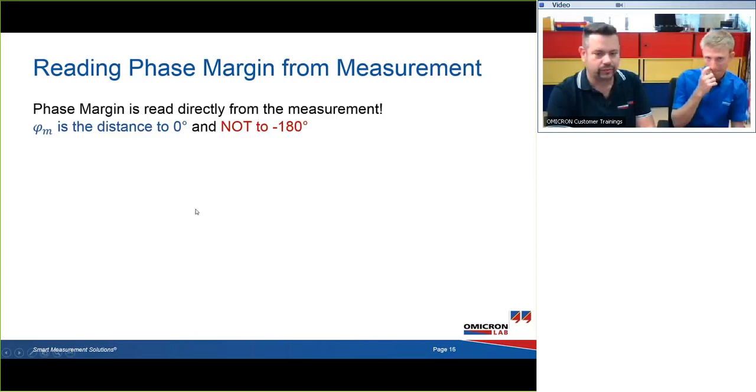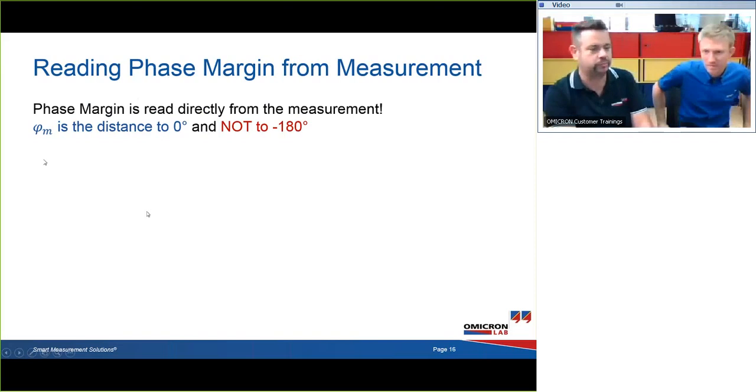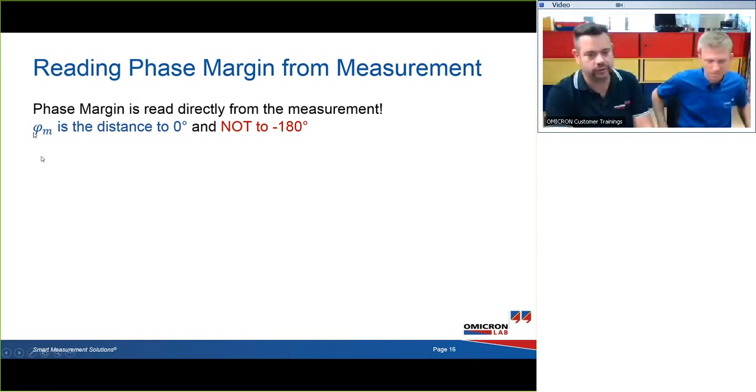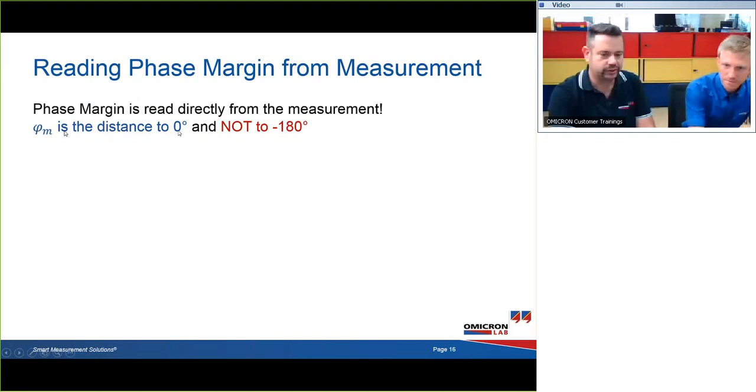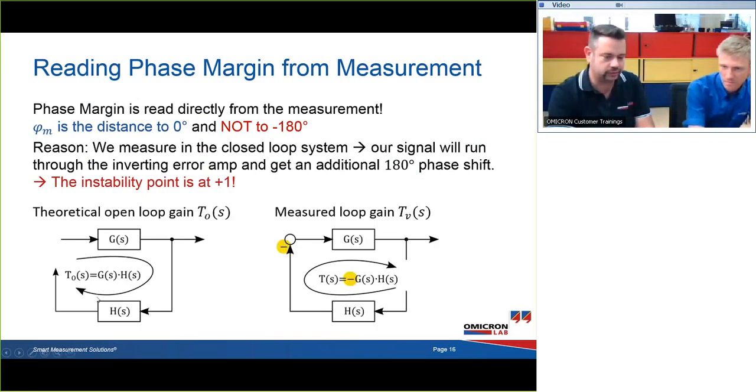So when we read the phase margin measurement with the Bode 100, there is a big difference in comparison to theory. So we measure the distance to 0 degree and not to minus 180 degree. What is the reason for this? The reason is that we are operating in a closed loop system, and if the signal we send in is in phase with the signal that comes out, then we would have an oscillation. So our instability point is at plus one. You can see this perfectly on this curve.